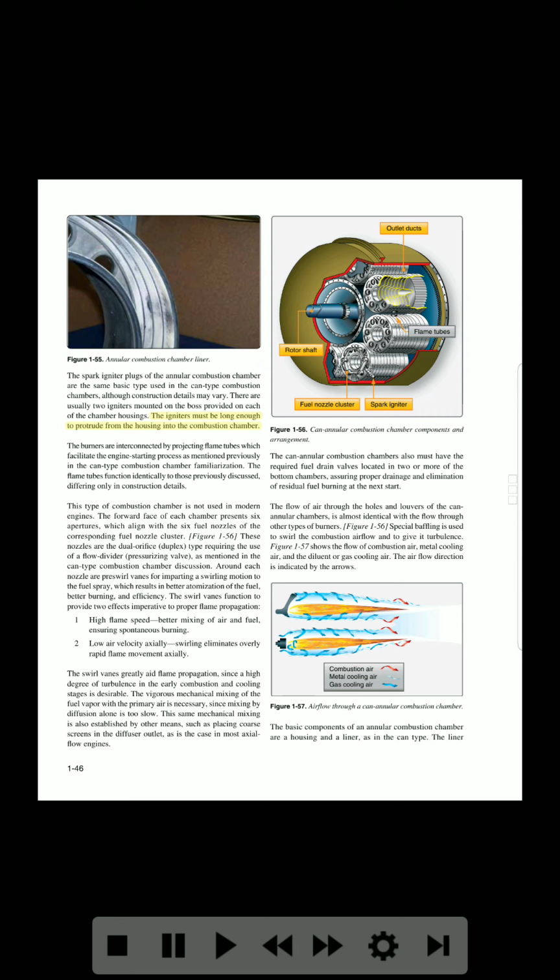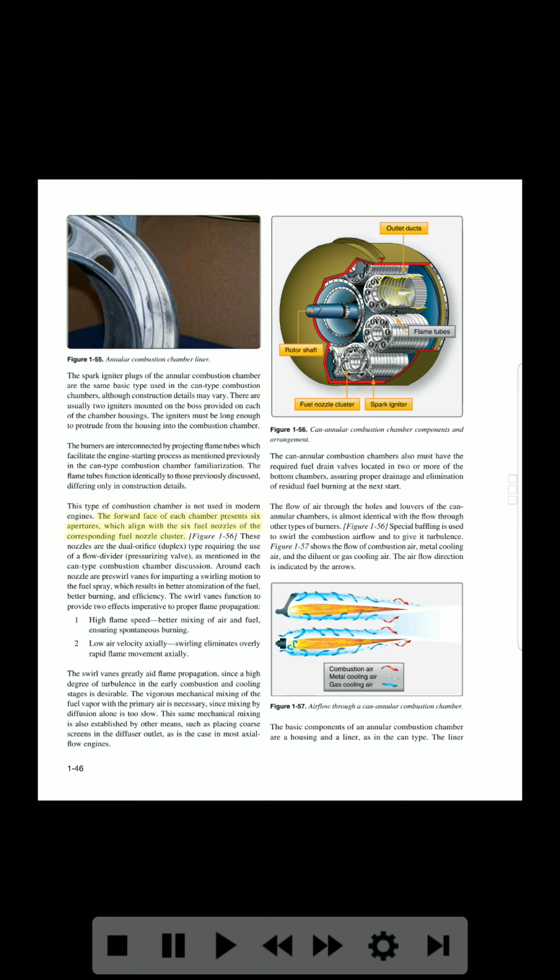The igniters must be long enough to protrude from the housing into the combustion chamber. The burners are interconnected by projecting flame tubes, which facilitate the engine starting process as mentioned previously in the can-type combustion chamber familiarization. The flame tubes function identically to those previously discussed, differing only in construction details. This type of combustion chamber is not used in modern engines.